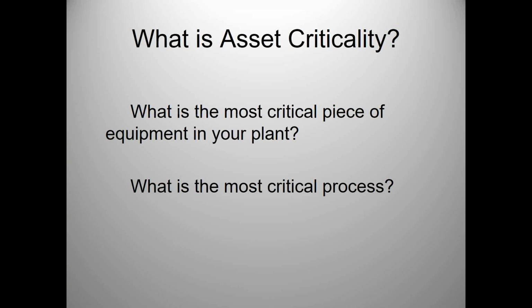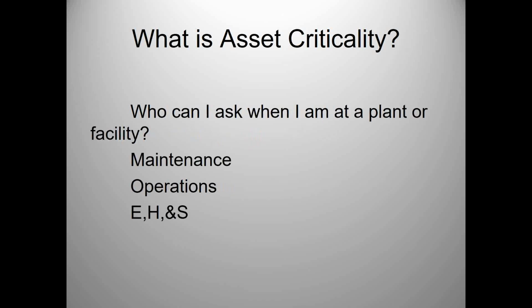So again, as I walk into plants, I'll ask a maintenance person, what's the most critical piece of equipment in this process or in this plant? And the maintenance person will usually give me an answer of maybe one or two items. But if I ask other people in the plant, if I ask the operations people, it can be a different process. If I ask a quality or an environmental health and safety person, it could be a different piece of equipment or a different process. So we have to make sure we get input from all the different disciplines in the plant in order to get the correct answer on what is the most critical process or piece of equipment in the operation.